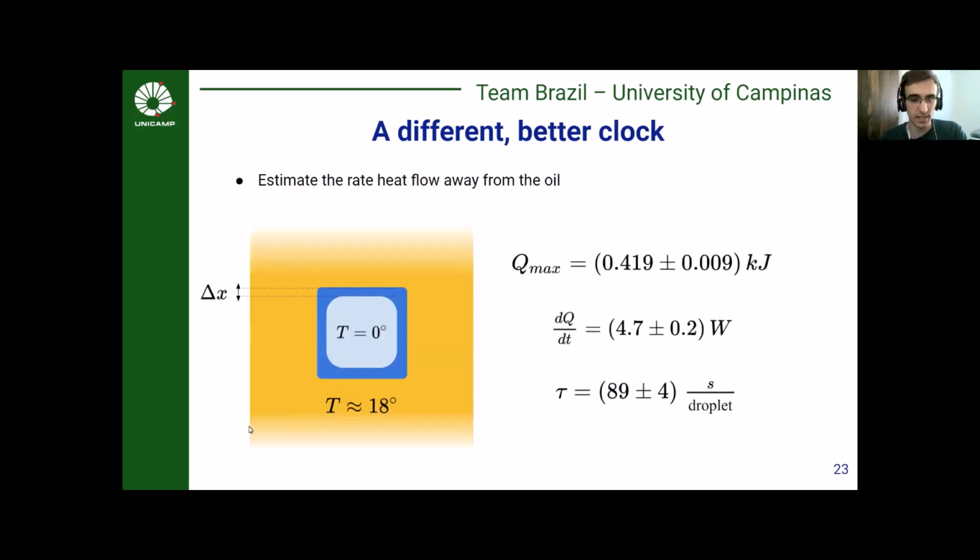freezer. So here's the model we're using, right? So we're assuming that the ice is surrounded by a layer of water. So we know the maximum heat which is allowed to accumulate, the rates, and we get a measurement that the time per droplet is about 89 seconds per droplet, with a precision of about 4 seconds every 1.5 minutes.